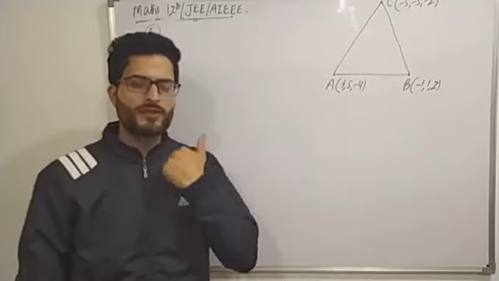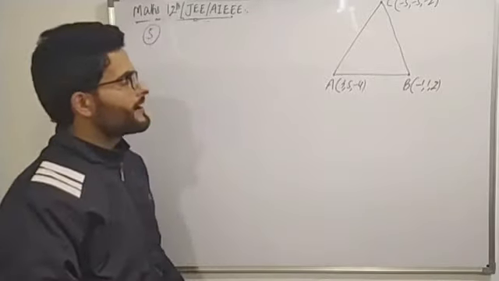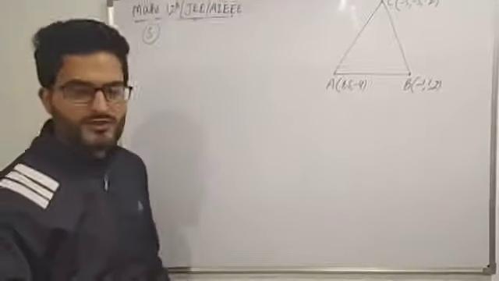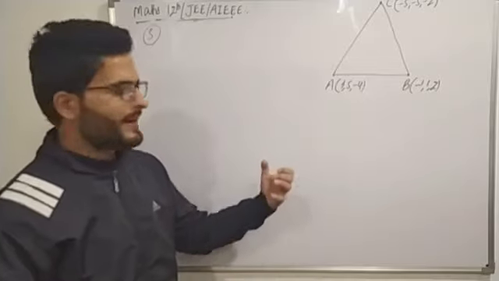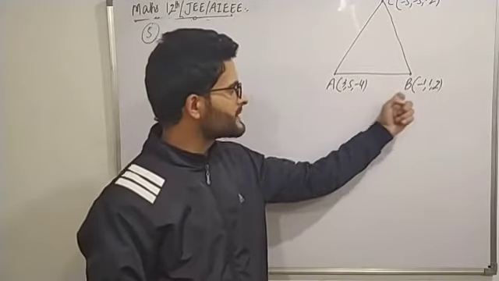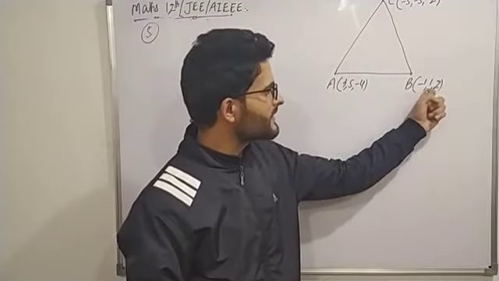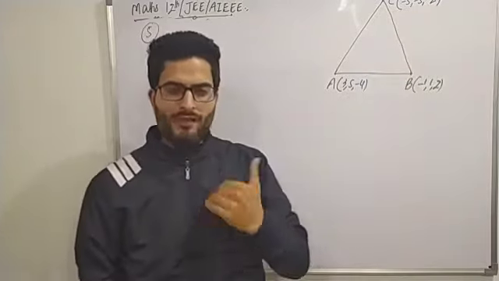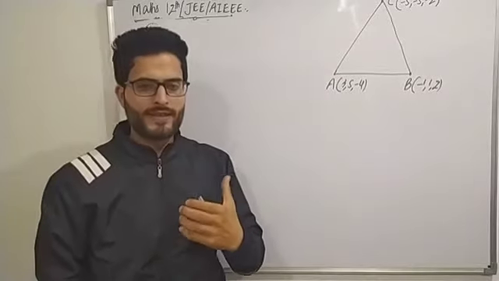Now we are on question number 5 of this exercise, first of 3-dimensional geometry, and that's the last question of this exercise. In that question we have a given triangle with the given vertices, and its vertices are A of 3, 5, -4, B of -1, -1, 2, and C of -5, -5 and -2. So we have a triangle with its 3 given vertices.